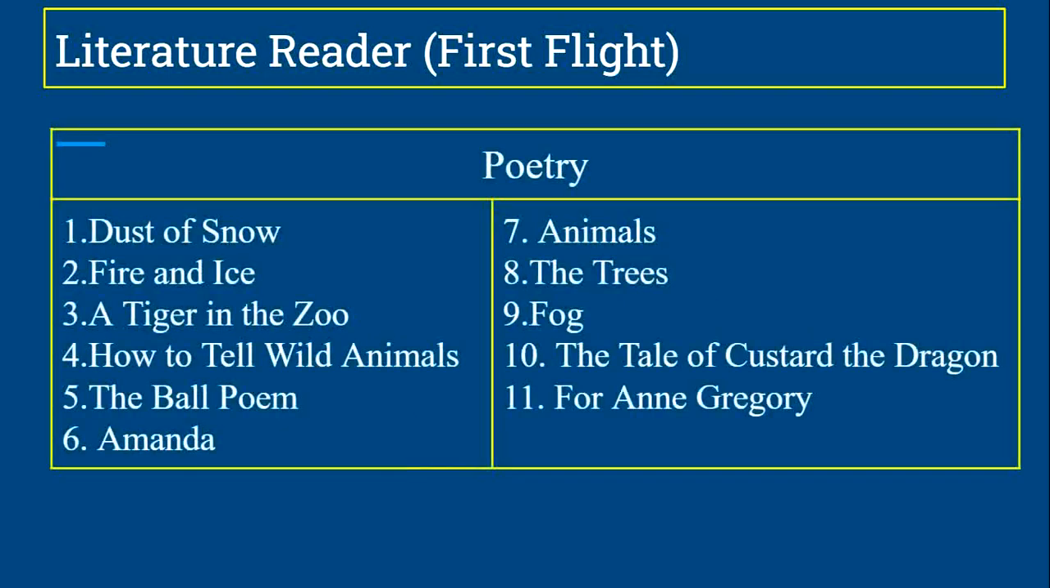Now in this book only, First Flight, your textbook, there are some poems. A total of 11 poems are there, and you have to read them for your preparation for the board examination. These are Dust of Snow, Fire and Ice, A Tiger in the Zoo, How to Tell Wild Animals, The Ball Poem, Amanda, Animals, The Trees, Fog, The Tale of Custard the Dragon, and For Anne Gregory. So these are the prose and poetry you have to read from your textbook First Flight.